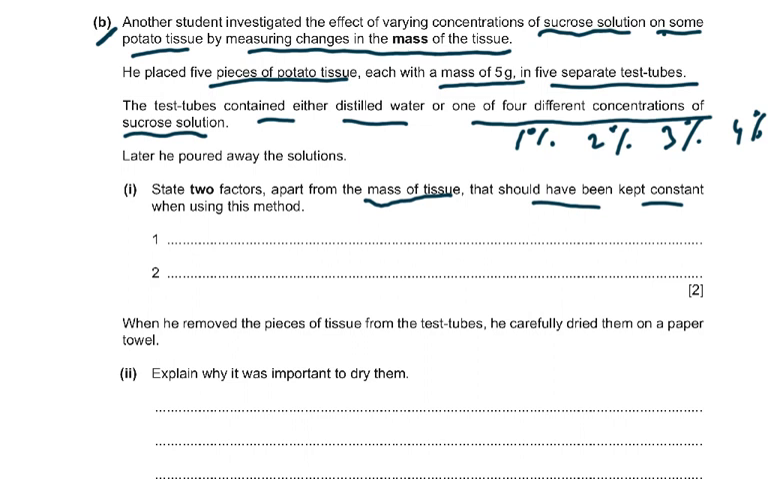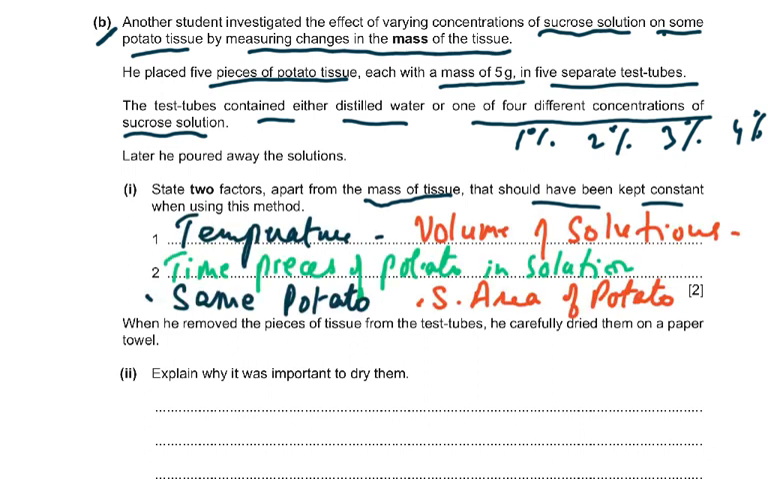Naturally, what should have been kept constant was the temperature, the volume of the solutions, the time the pieces of potato were in the solution, the same potato, and the surface area of the potato. So temperature, volume of the solution, time, the same potato should have been used because genetically it should be the same. You couldn't have used two or three different potatoes, as they would be genetically different. And the last is the surface area of the potato.